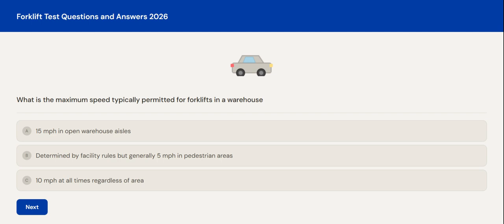Let's move on. What is the maximum speed typically permitted for forklifts in a warehouse? Determined by facility rules, but generally 5 miles per hour in pedestrian areas.